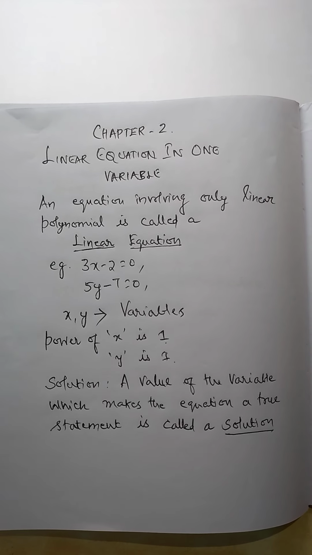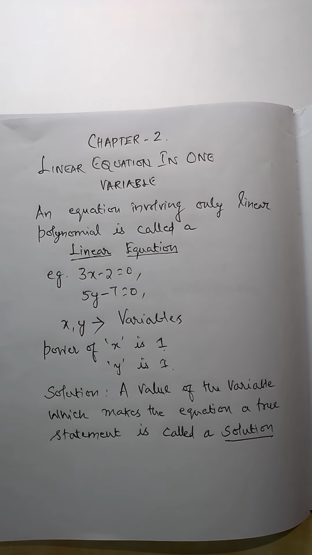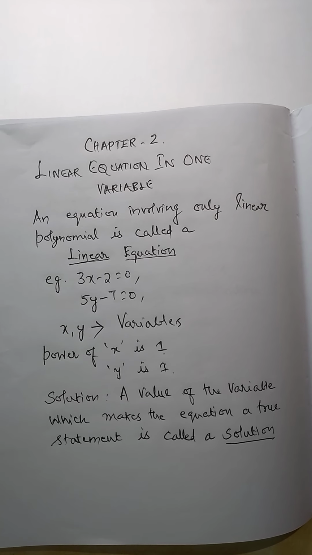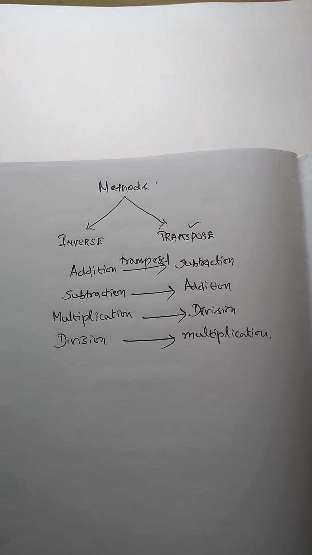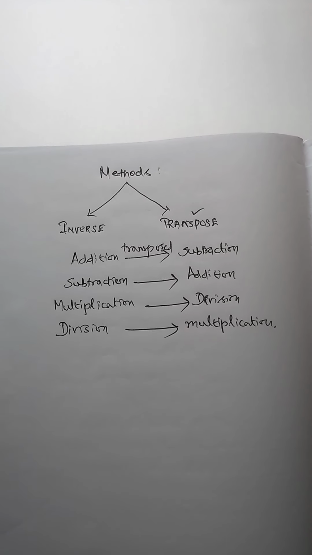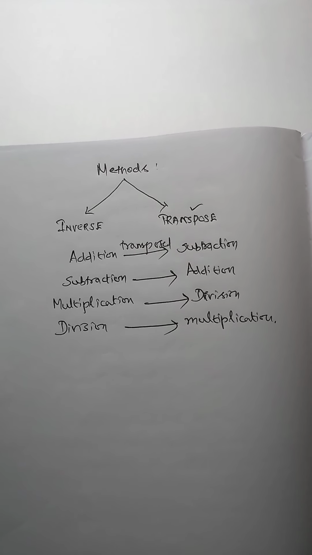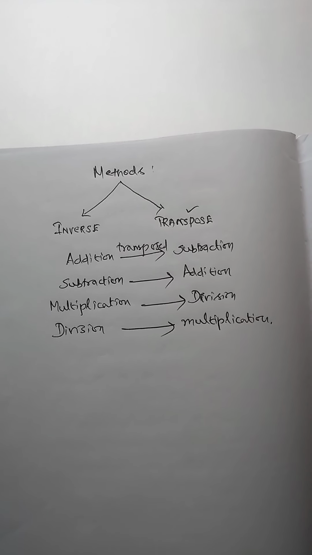Now we go for the definition of a solution. A value of the variable which makes the equation a true statement is called a solution. For finding the solution, we have two methods: one is the inverse method and the other is the transposition method, or transpose method. The inverse method needs more steps to do it, so we follow the transpose method.